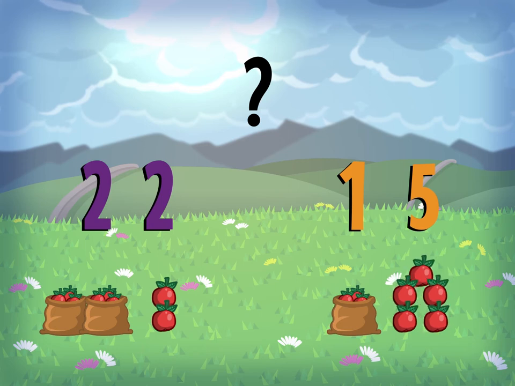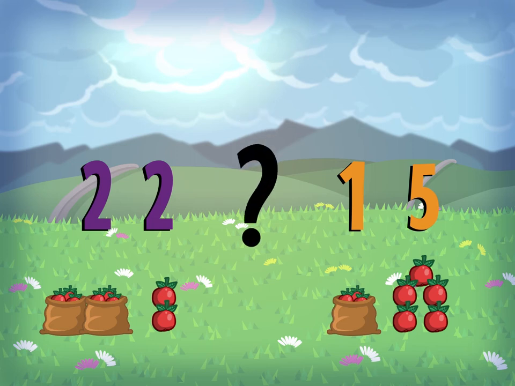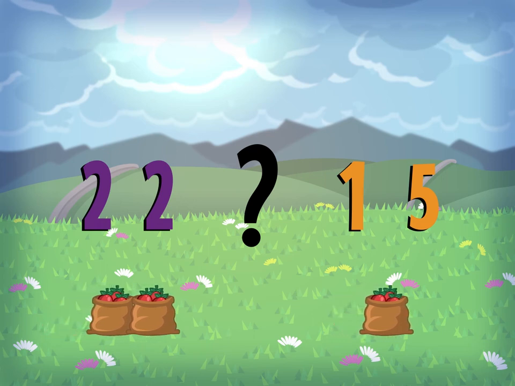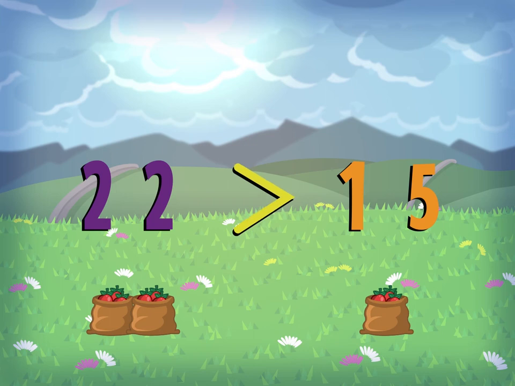Now, let's compare these two numbers. Remember, we start with tens. Then, if needed, we will compare ones. We see that we have more bags on the left than on the right. That means we have more tens in the number on the left than in the number on the right. We don't need to compare ones here because we already see that the number 22 has more tens than the number 15. Since we know that the number 22 has more tens than 15, we can tell that 22 is greater than the 15. We will use the sign greater than to show it.